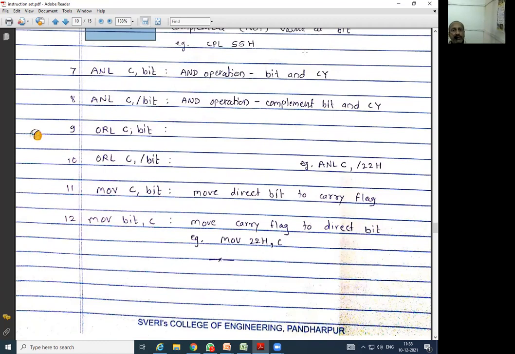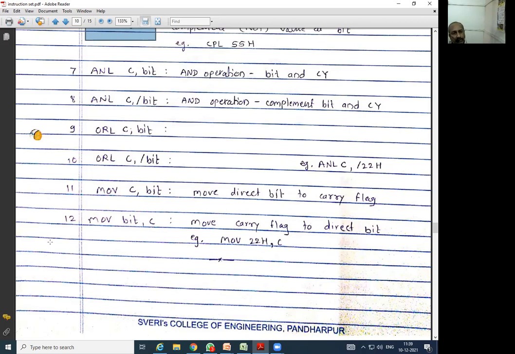So the next instruction is ANL C, bit. As I told, it is working bit by bit, meaning this instruction works on only one bit. That's why it is ANL C, bit. What it is doing? ANDing operation between bit and CY. It is going to be used.